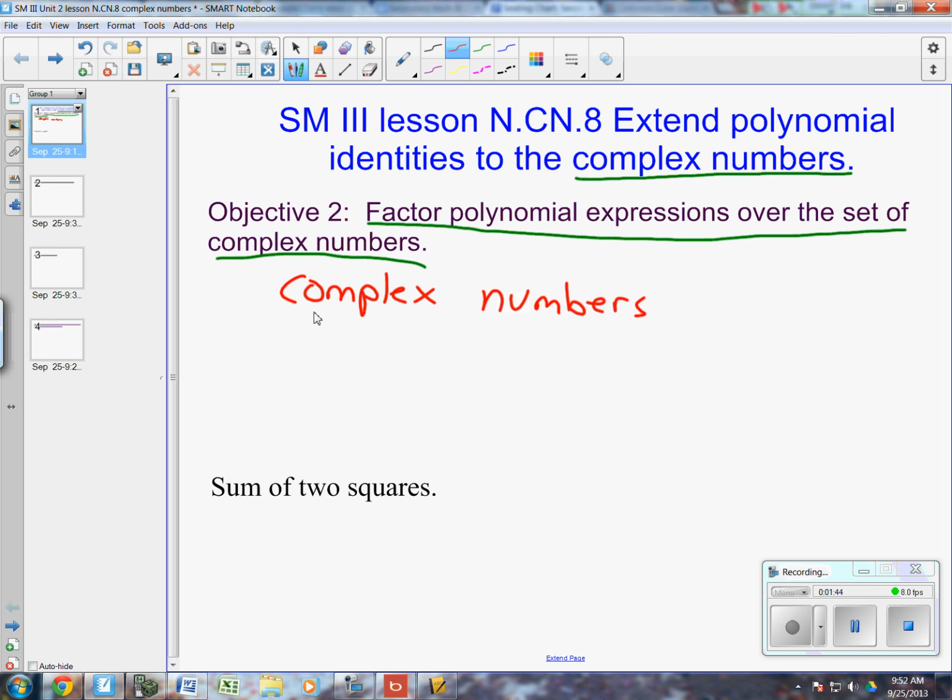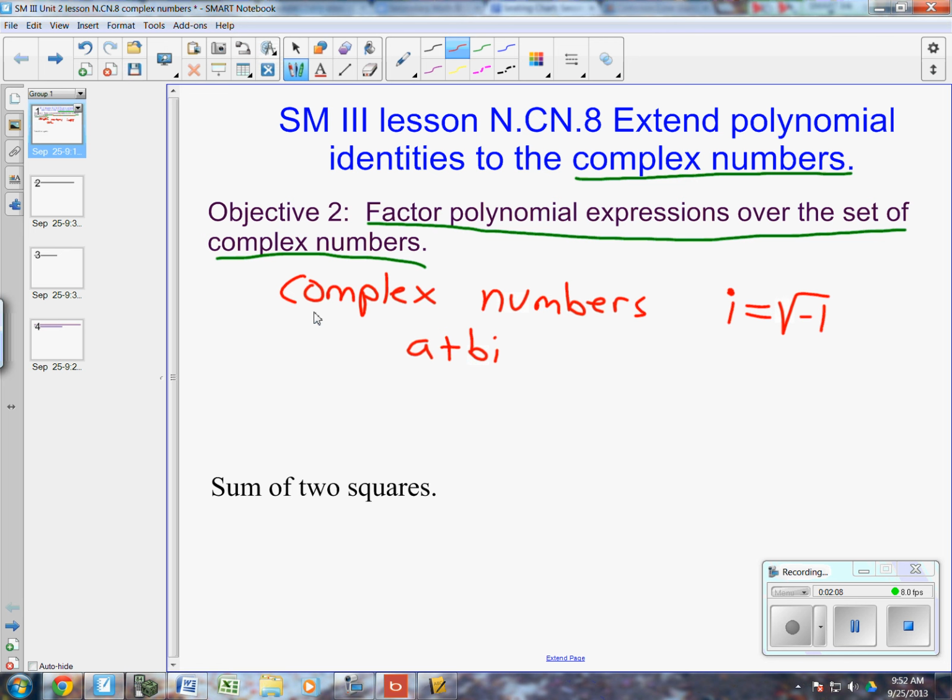What are complex numbers? What does a complex number look like? It has an i on it. It's in the form a plus bi, where a and b are real numbers, and i is the imaginary unit. Okay. What does i stand for? Just to remind us, i equals what? Yep. The square root of -1. That's what i is.